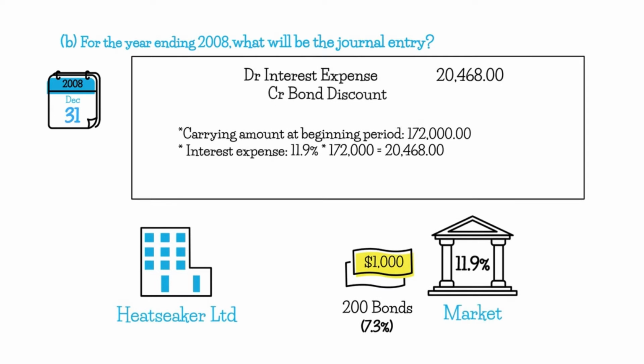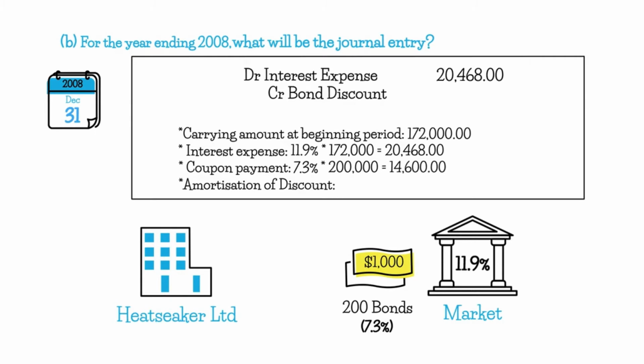We're going to credit bond discount. So we're amortizing away the bond discount. We'll leave the amount blank for now. We're going to calculate that a bit later. We're going to credit cash. Cash is credited for the coupon payment. So that's based on the coupon rate of the bond, 7.3%, multiplied by the face value, 200,000. So the coupon payment is 14,600. So we credit cash for 14,600.